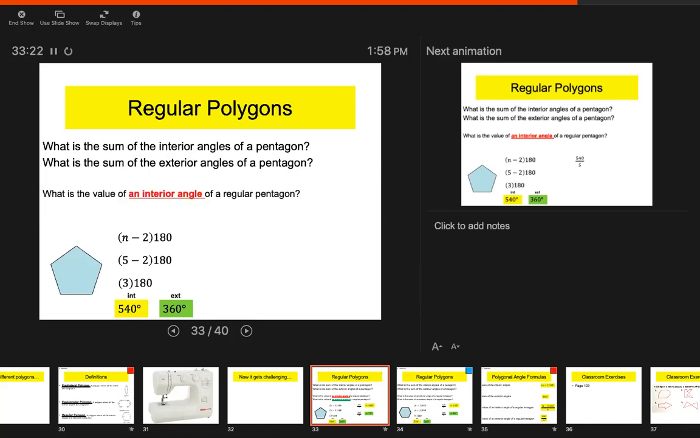So if I ask, what is the value of an internal angle of a regular polygon? It's got to be regular.